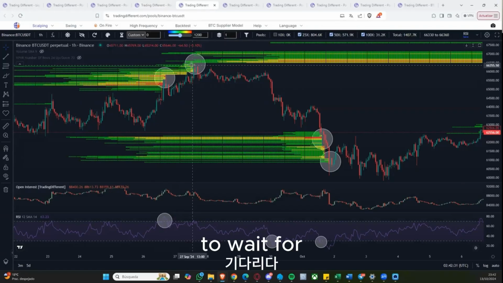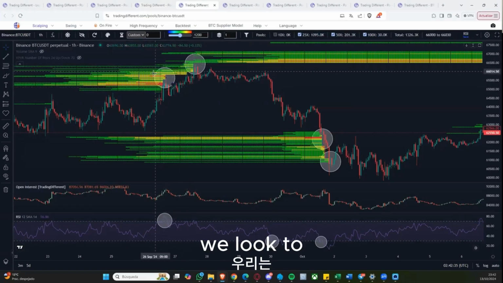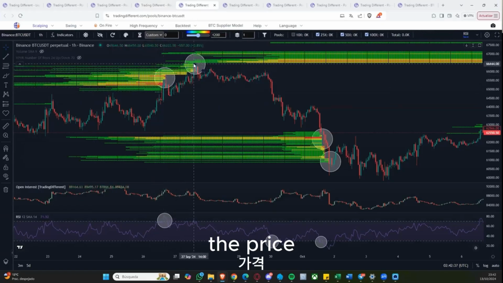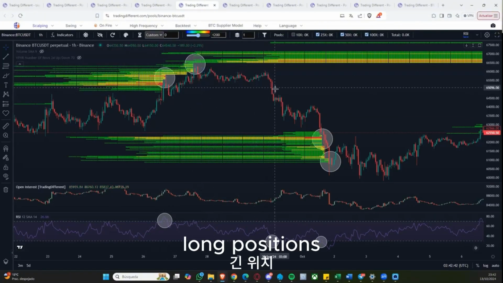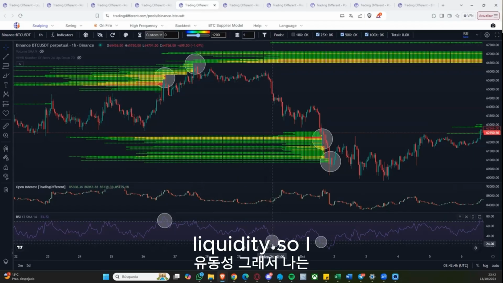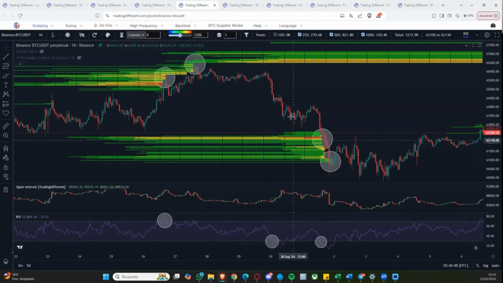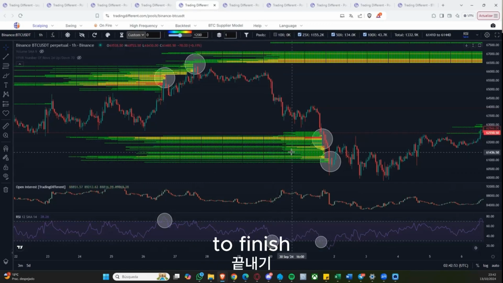However, it is better to wait for the liquidity absorption to finish. At the end of the pool, we look to get into a better position. The price starts to fall sharply and the indicator shows oversold to look for long positions. However, I know that there is an area with high liquidity, so I am not getting ahead of myself. The indicator shows oversold on this candle, but I wait for the price to finish liquidating.